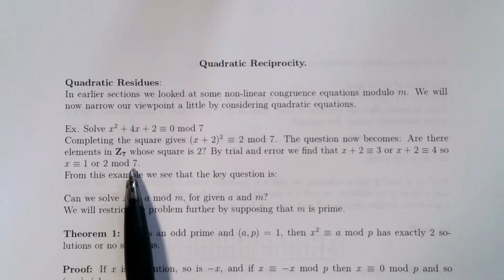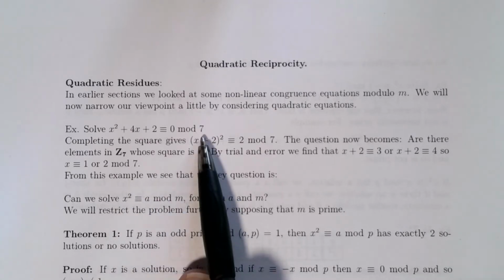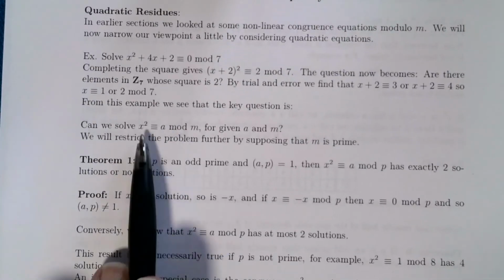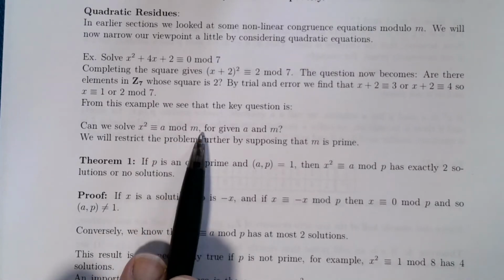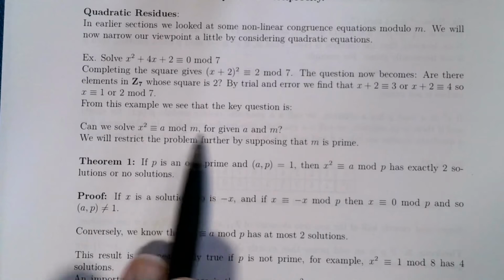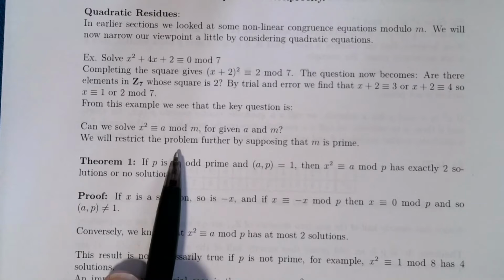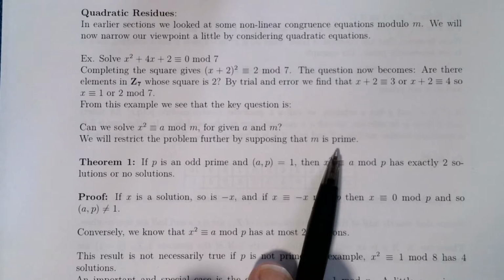Well, this is an interesting question then, and how do I know that these are the only solutions? Well, we saw before, because 7 is prime, we know that this polynomial will have at most 2 solutions, and we've got 2. But we can see from this example, the key question is, can we solve x squared is a, so for some given a, and some given modulus, can we solve x squared is congruent to a modulo m? Now we're going to further restrict the problem by supposing that this m is a prime number, and just look at squares modulo a prime.